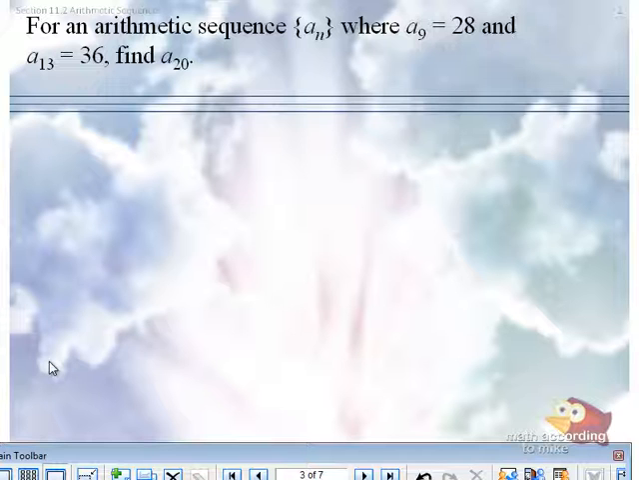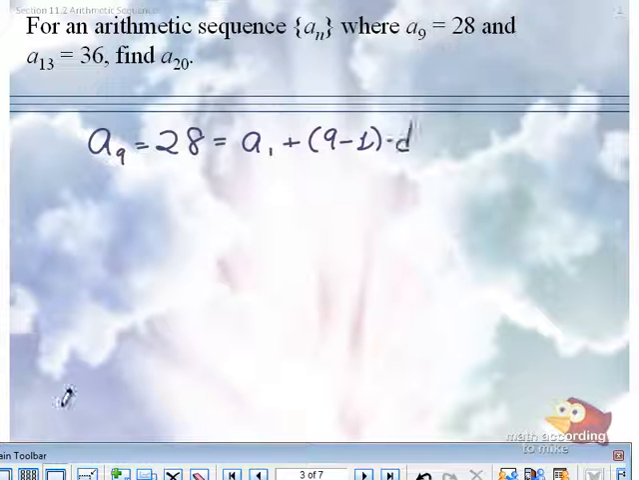Instead, we're going to use this formula. In order to first find a sub 20, we need to first find a sub n. So this is where this comes into play. And as it turns out, by saying a sub 9 is 28, that gives us an equation. Namely, if a sub 9 is equal to 28, then according to that formula, it'd be a sub 1 plus 9 minus 1 times d. So we're using this setup here.